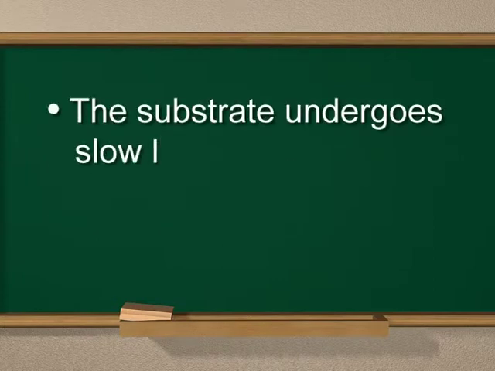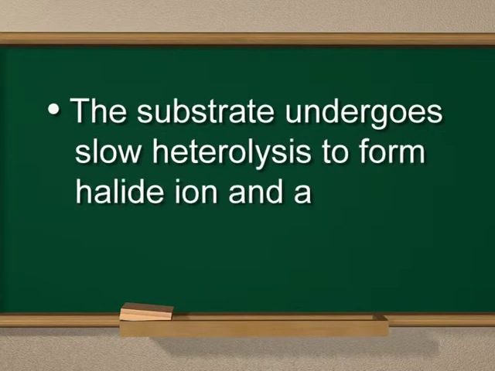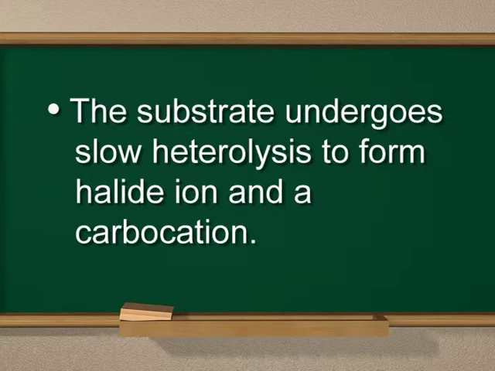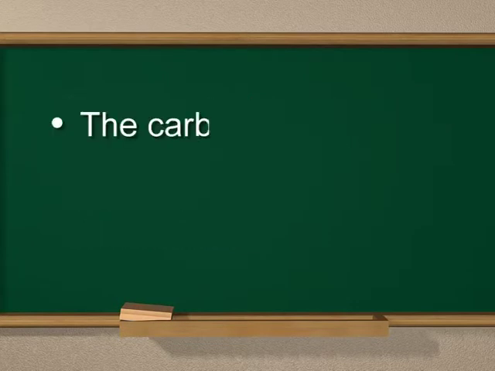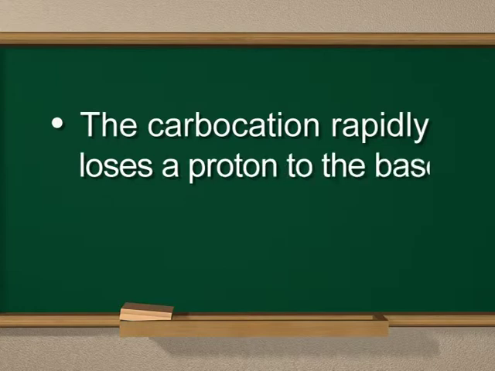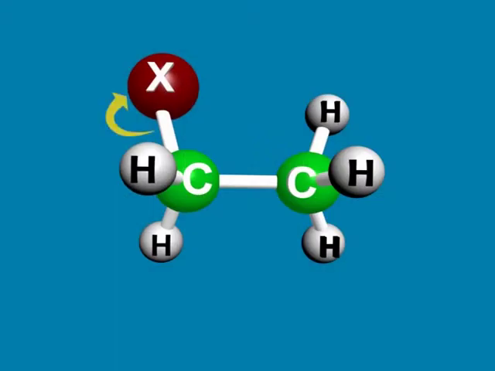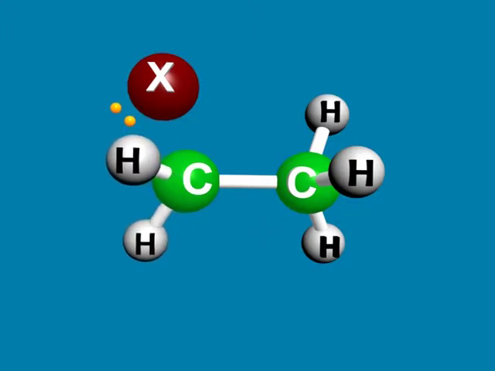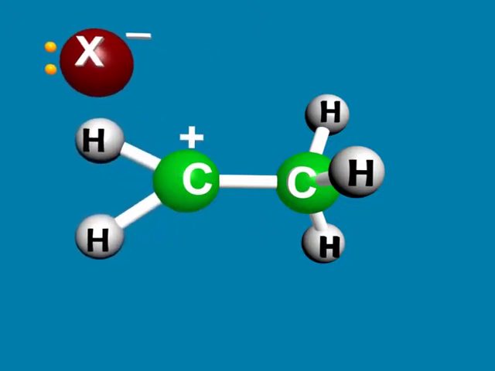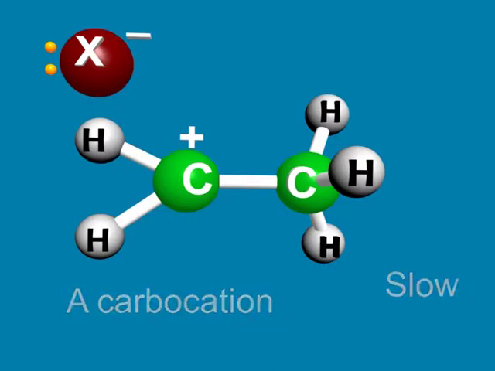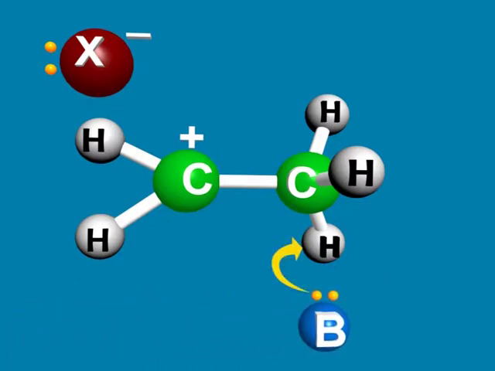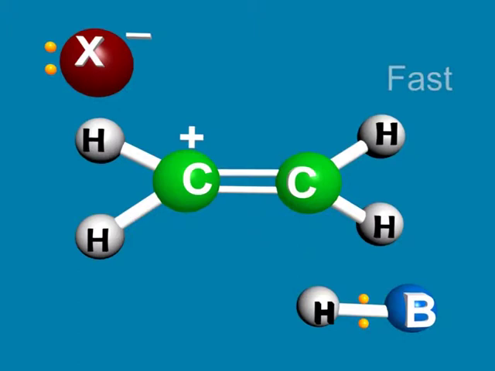In step 1, the substrate undergoes slow heterolysis to form a halide ion and a carbocation. In step 2, the carbocation rapidly loses a proton to the base and forms the alkene. We recognize that step 1, that is the rate determining step, is identical to the first step in the SN1 mechanism. In step 2 of E1, the carbocation reacts with the base to yield the elimination product.